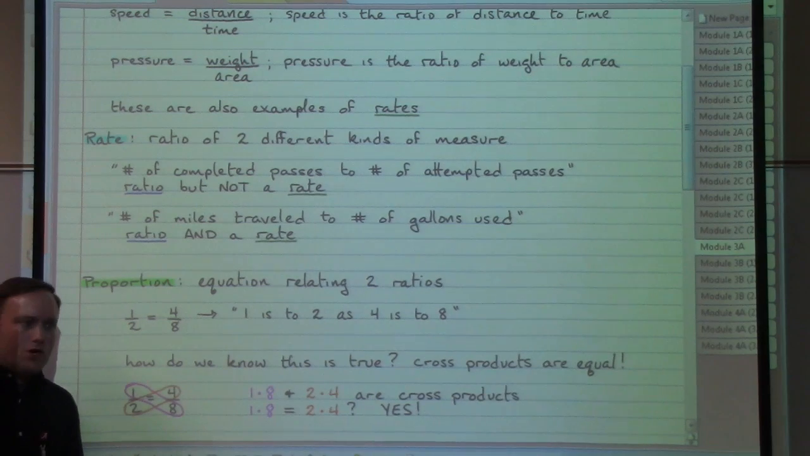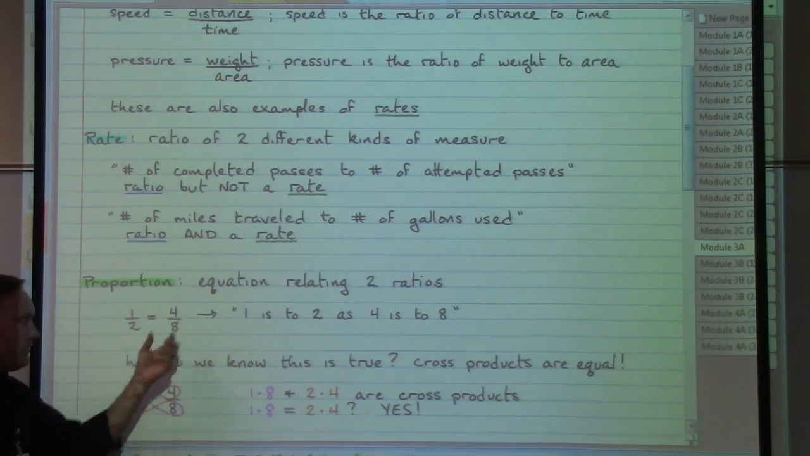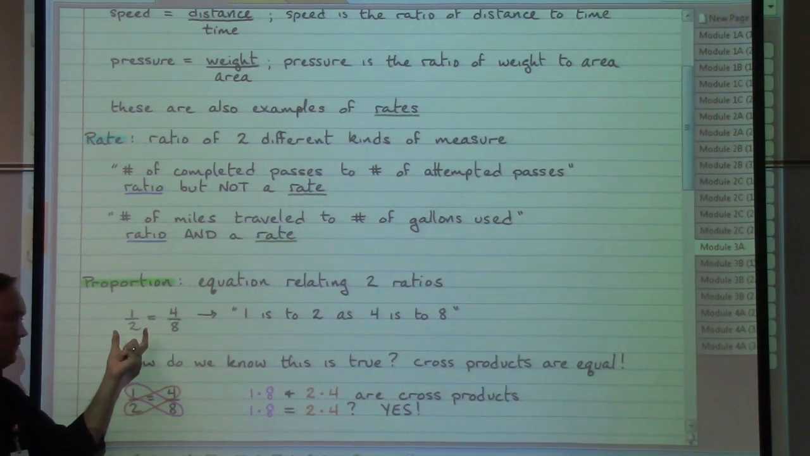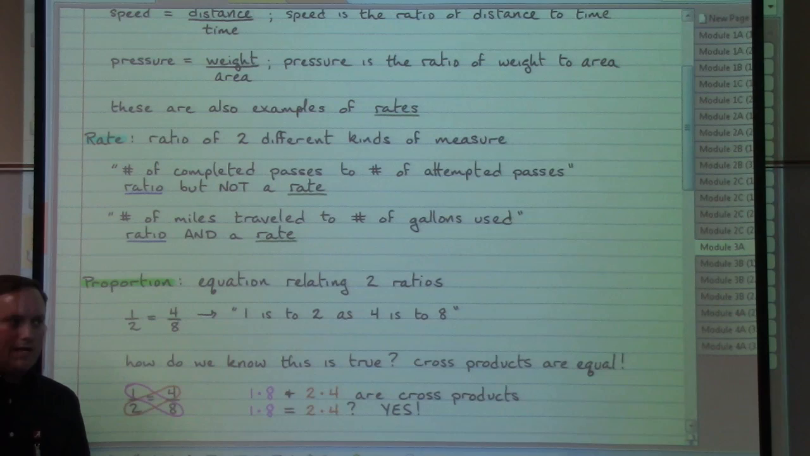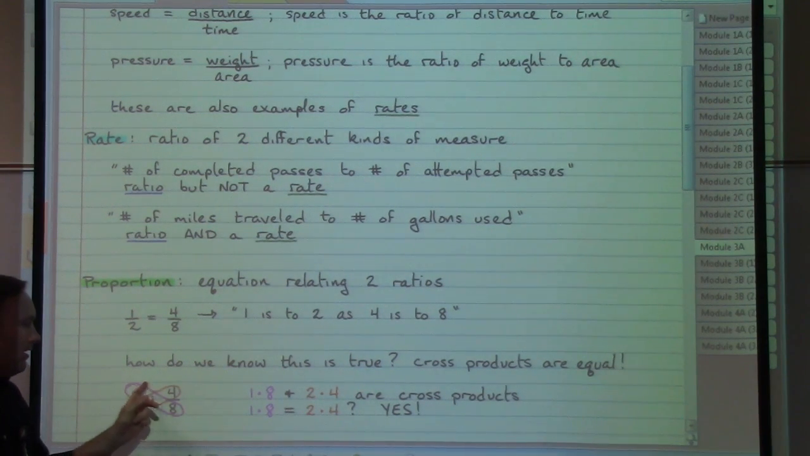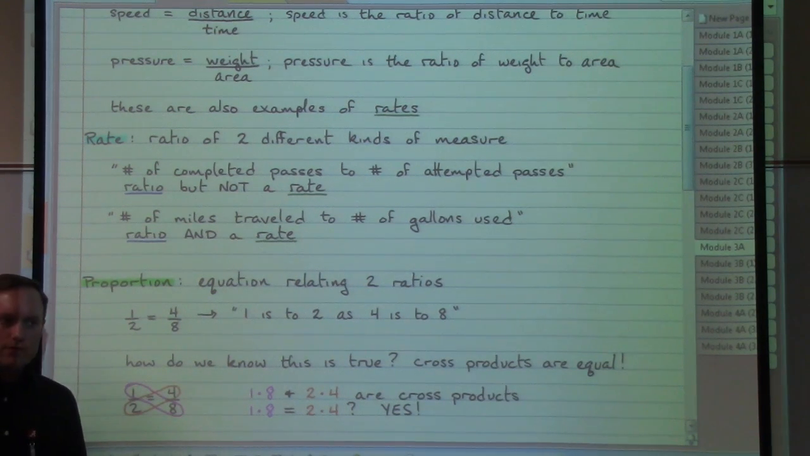Now, other than knowing they're equal because we can do a little reducing and change the 4/8 to a 1/2, we also have a little something else that we can use that'll be a lot more helpful when we've got less nice numbers to work with. And that's this idea of cross multiplying. We used this when we were comparing fractions.